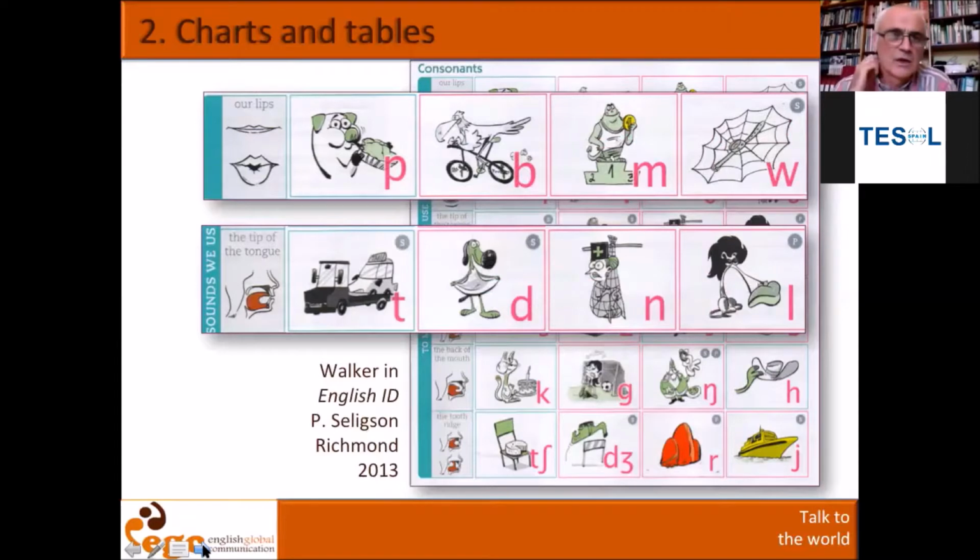So charts and tables are useful, but we shouldn't feel worried about actually moving them around until they fit our pedagogical needs. And if you were uncomfortable with some things and you've been using Adrian's chart, perhaps you'd like to make your own, and a chart that helps you to help your students.